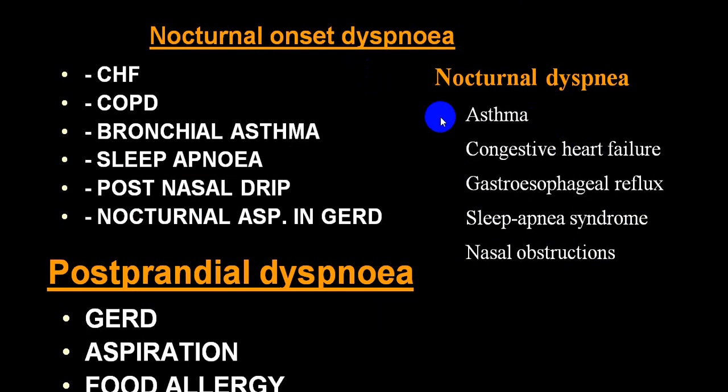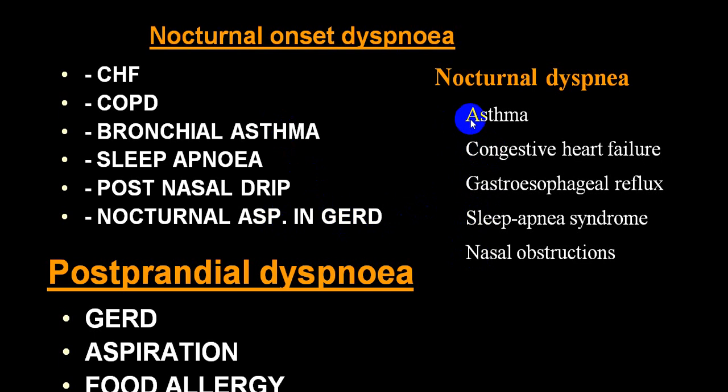Nocturnal dyspnea, a good number of times you will come across as a classical example in case of congestive heart failure, particularly early left ventricular failure. Also in case of COPD, bronchial asthma, sleep apnea, post-nasal drip, and nocturnal aspiration in GERD. This will be some of the common groups. That is GERD, sleep apnea syndromes, post-nasal drip, and, sorry, not acute, but early left ventricular failure.